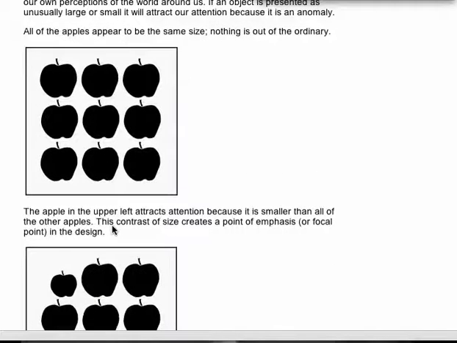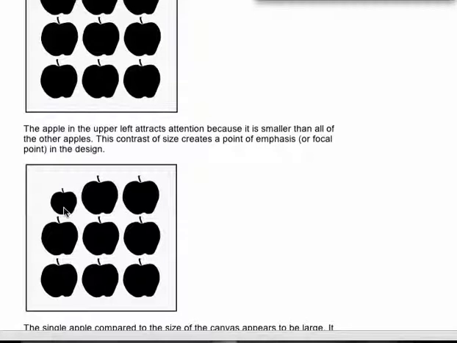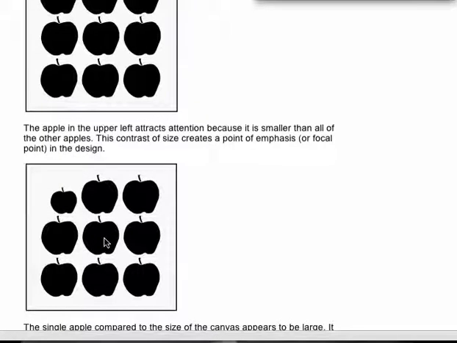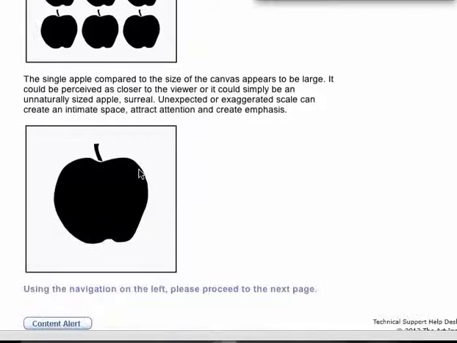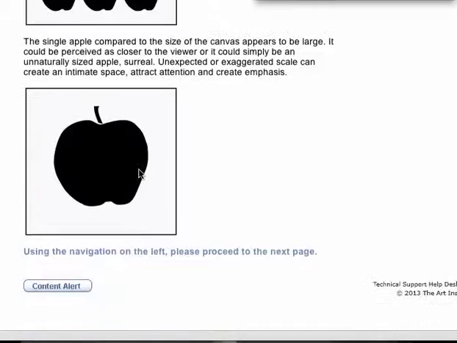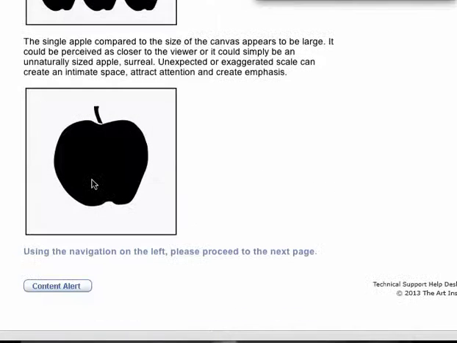And scale can be a very powerful tool in design. Let's look at what happens if one of the apples is made smaller. In other words, the scale is changed, and so the proportion in relationship to the other apples is also changed. Here's what happens if we make one of the apples large. What if we put a large apple with a small apple?